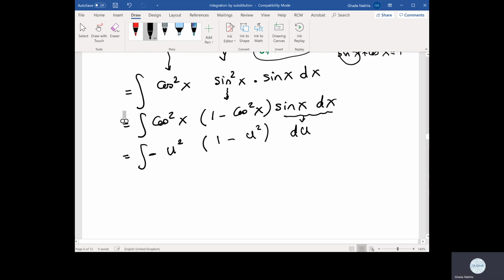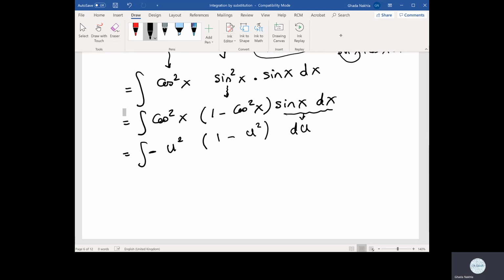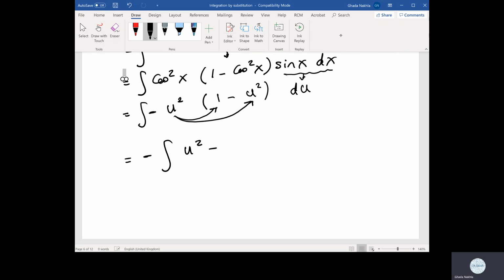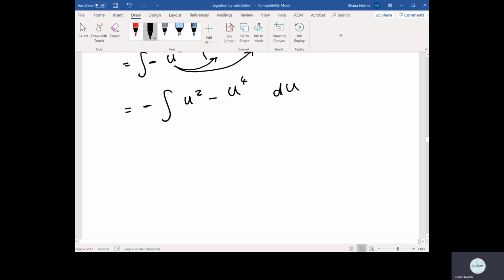Right. Have I got it all in terms of u? Yes, I have. Brilliant. Just a little bit of simplification and then I can integrate. So let's keep the minus out. And then I'm integrating. Now I'm expanding the brackets here. So u squared minus u to the 4 du. Easy peasy, all in terms of u. The integration should be straightforward.